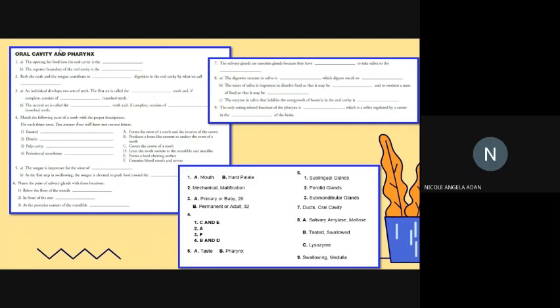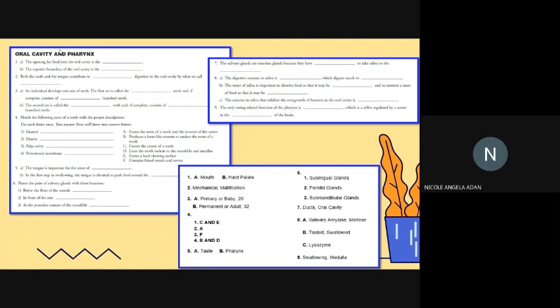8. The digestive enzyme in saliva is salivary amylase, which digests starch to maltose. B. The water of saliva is important to dissolve food so that it may be tasted and to moisten a mass of food so that it may be swallowed. C. The enzyme in saliva that inhibits the overgrowth of bacteria in the oral cavity is lysozyme.